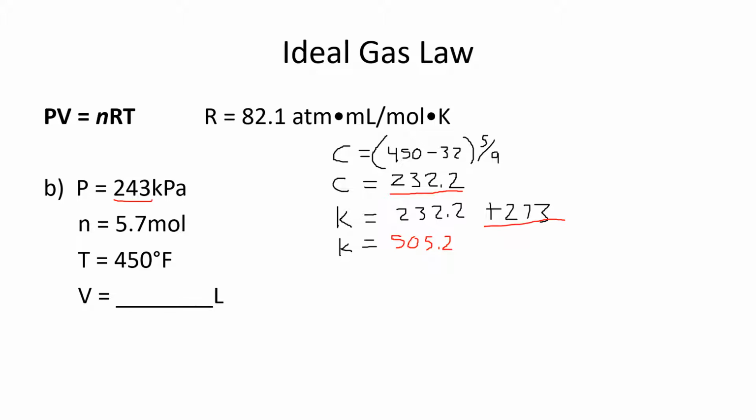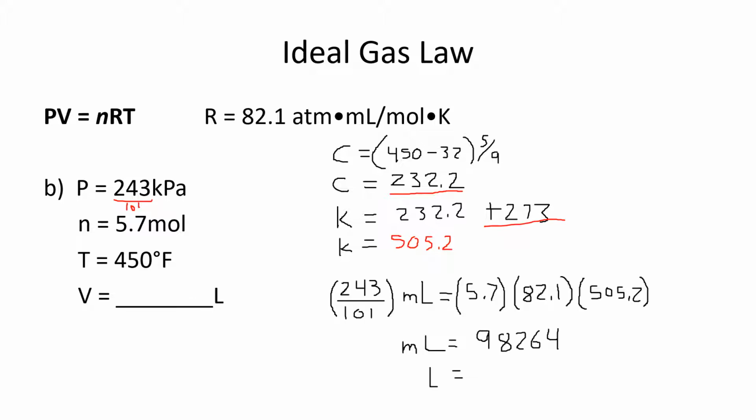So we got to divide this by 101. So atmosphere, 243 kilopascals over 101, times your mLs, equals your moles, your R value, and our temperature K. So about 98 liters for this gas volume.